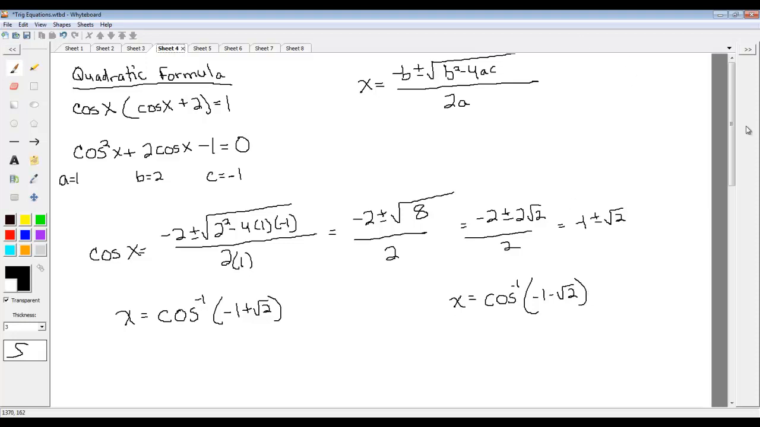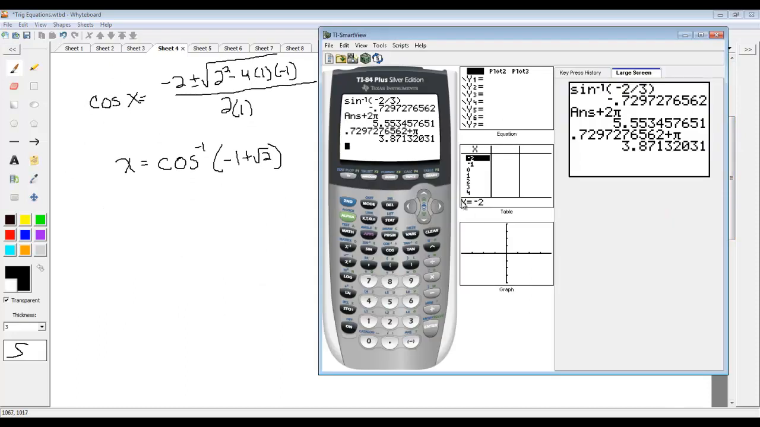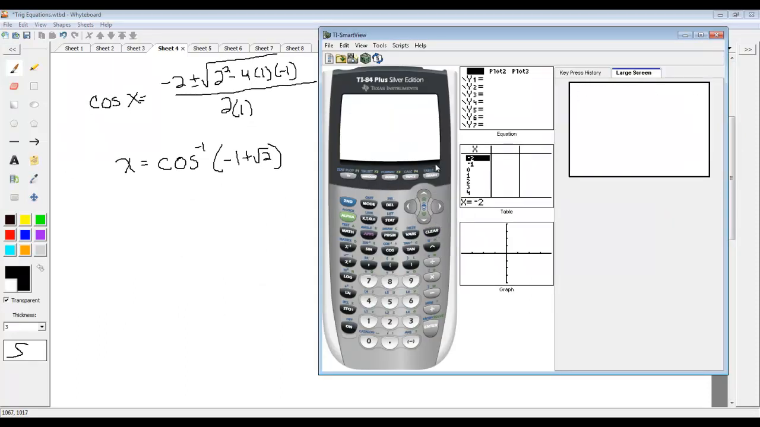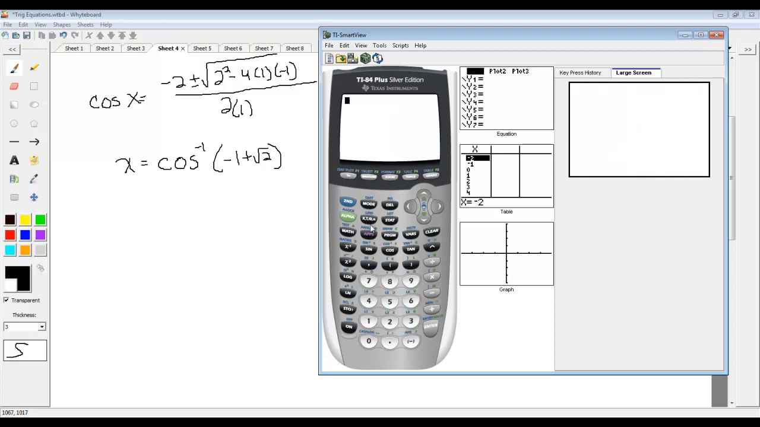Alright, let's pull up the trusty old calculator. Clear that out, make it pretty. Alright, now, what mode am I in? I'm in radian, let's stick with that. Okay, so we're going to do inverse cosine of negative 1 plus square root of 2. And we get this. I'm not going to jot it down just yet.